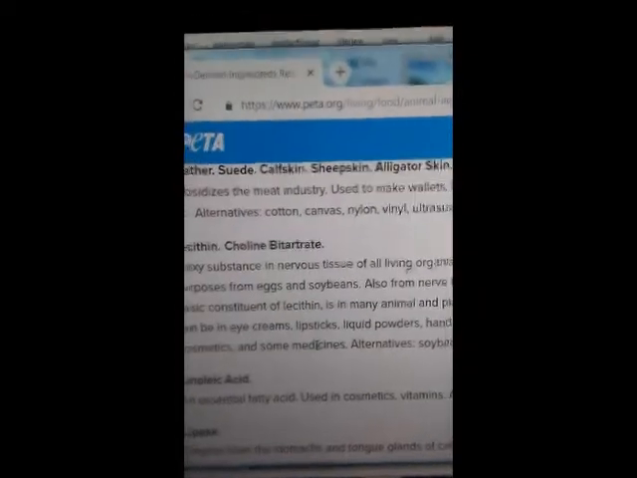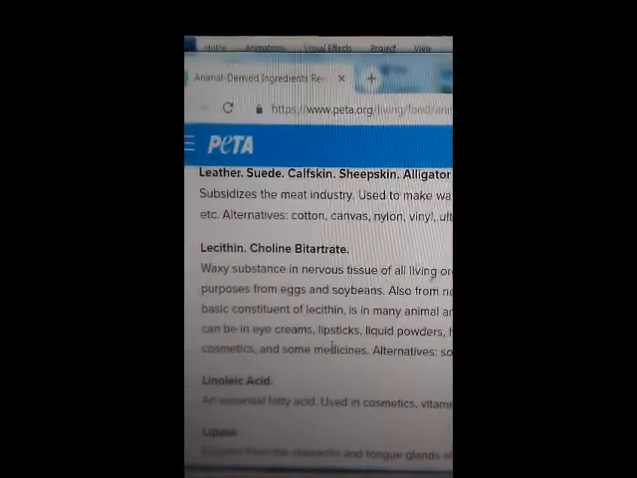So we got leather, suede, cow skin, sheep skin, alligator skin, other types of skin. Yeah, other types of skin. Come on now.